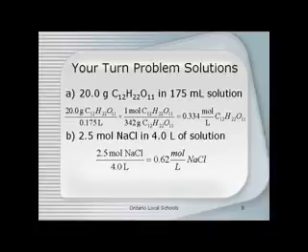For our sodium chloride, this one was a very simple problem because your solute is already in moles and your volume is already in liters. So you just put the ratio, 2.5 moles of NaCl divided by 4 liters gives us 0.62 moles per liter of sodium chloride. How'd you do?